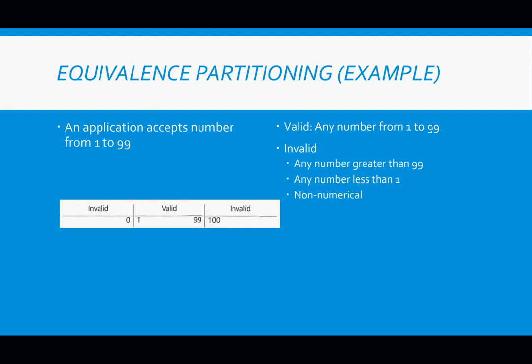Because we're only going to take one test case from each of the partitions. One from the invalid, which is less than 1, we can take -1 or 0. For the valid one, let's take 5. And for the other invalid one, we can take 100, or 102, or anything greater than 99. Those are for the equivalence partitioning.